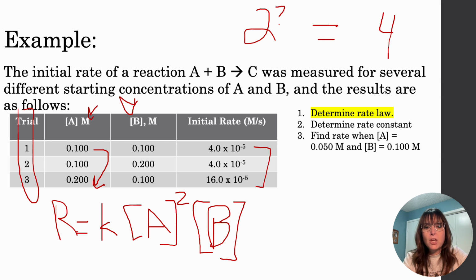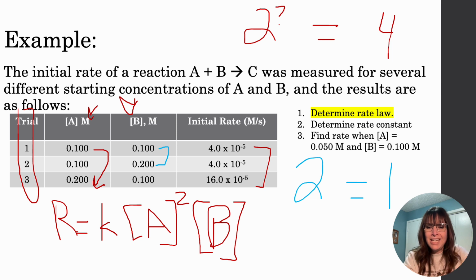That's hard to say. So now let's look at B. Where does B change but A doesn't? Between trials 1 and 2. It goes from 0.1 to 0.2, but A did not change. So again, what happened here? We doubled the concentration, but what did the rate do? 4 divided by 4 is 1. What exponent is going to make 2 become a 1? 0. So it has an order of 0.